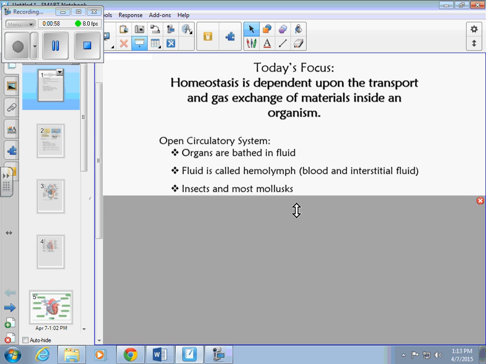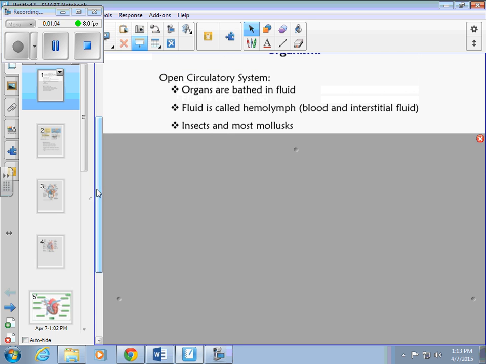So let's start off with talking about an open circulatory system. This is not what humans have. It's different from our system in that the organs in this type of system are always bathed in fluid. The fluid is a combination of blood and interstitial fluid, which as humans we have both blood and interstitial fluid, but they're separate. In an open system they are combined and it's called hemolymph.